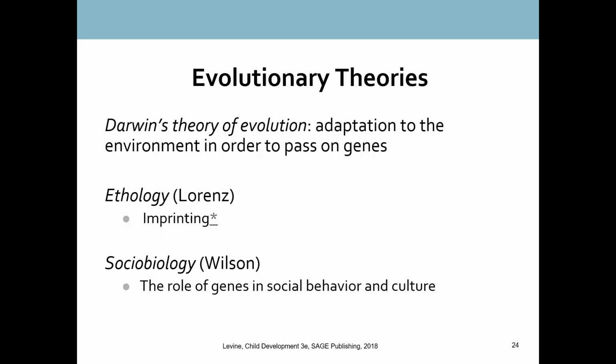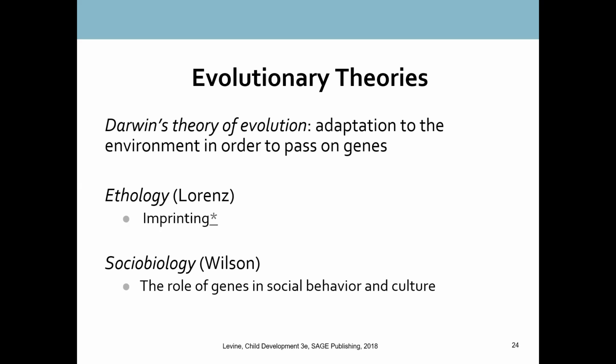Anyways, that's the basis of Darwin's theory, and there's a couple of theories that have built on his ideas. The first one's ethology, and ethology really became prominent due to studies by Konrad Lorenz, and in particular his studies on imprinting. Ethology is the study of the adaptive value of animal and human behavior in the natural environment.